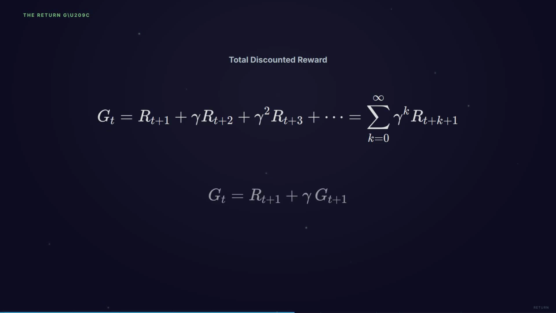There's a beautiful recursive structure here. The return at time t equals the immediate reward, plus gamma times the return at time t plus 1. This recursive form will become the foundation of the Bellman equation in the next episode. The return captures a complete trajectory's worth of value in a single number. When the agent learns a policy, it's learning to maximize the expected return from every state.